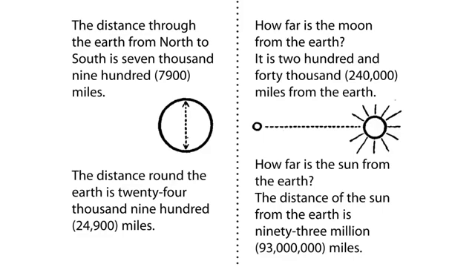The distance through the earth from north to south is 7,900 miles. The distance round the earth is 24,900 miles. How far is the moon from the earth? It is 240,000 miles from the earth. How far is the sun from the earth? The distance of the sun from the earth is 93 million miles.